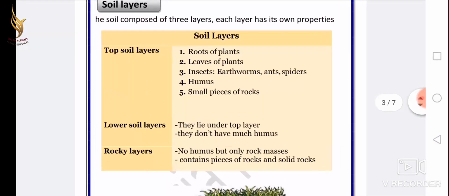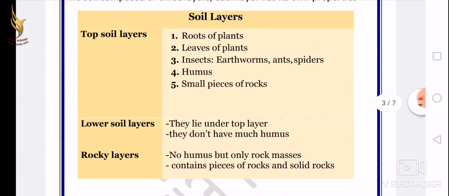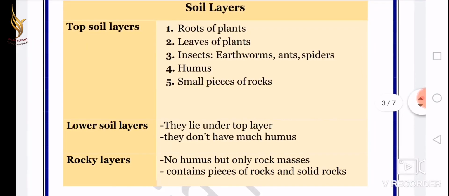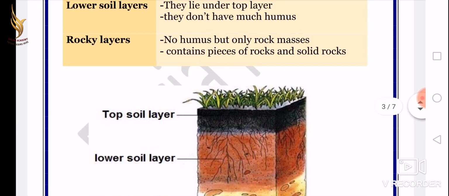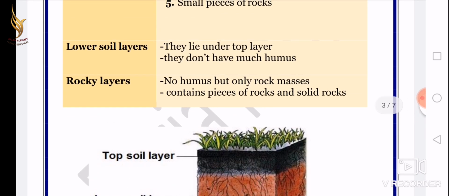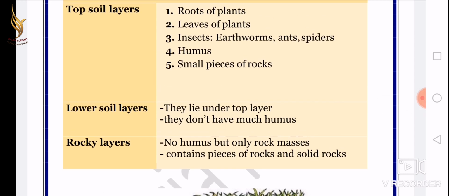Top soil layer. The top soil layer contains roots of plants, leaves of plants, insects like earthworms, like spiders, and also it contains more humus and maybe small pieces of rocks. Okay, it's a top soil layer. So in the top soil layer we find roots of plants, leaves of plants, excellent, and humus, pieces of rocks, insects.